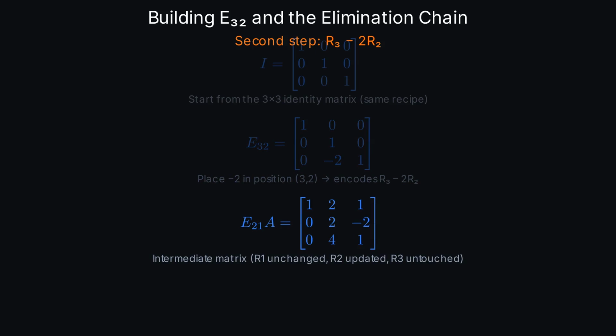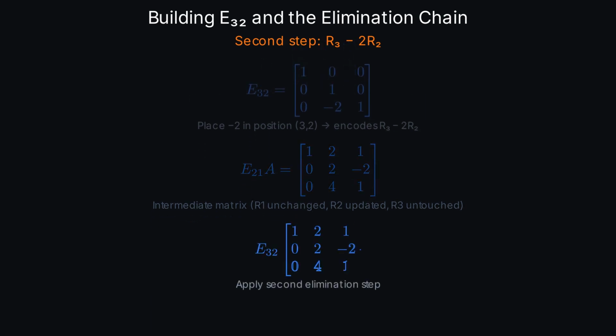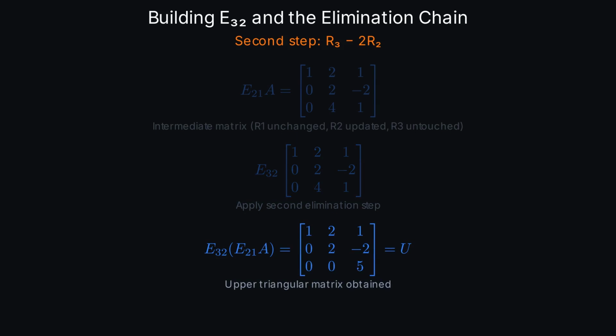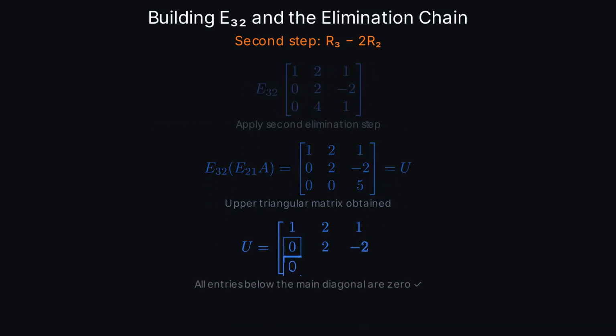Now let's apply it. First, E₂₁ times A gives us the intermediate matrix 1, 2, 1 in the first row, 0, 2, -2 in the second row, 0, 4, 1 in the third row. Row 1 is unchanged, row 2 has been updated, and row 3 is still untouched. Then E₃₂ times that intermediate matrix gives us 1, 2, 1 in the first row, 0, 2, -2 in the second row, 0, 0, 5 in the third row. That is U, an upper triangular matrix, meaning all entries below the main diagonal are 0.